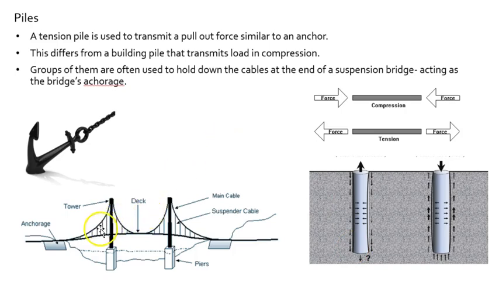For bridges specifically, in a draped cable or suspension bridge, we have a huge cable draping over here. There's an incredible amount of tension in that, and it is the anchorage and piles right here that would pull that cable into the earth and hold it there through friction. So a tension pile is used to transmit a pull-out force similar to that of an anchor. A pile functioning like an anchor, not being borne upon but pulling. So not an application for buildings.